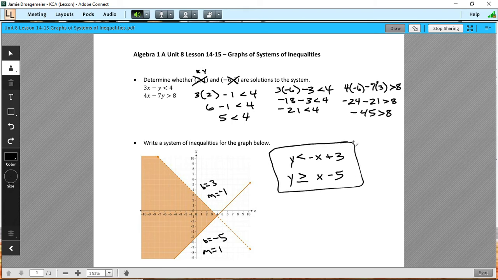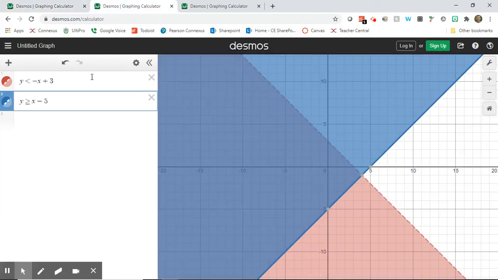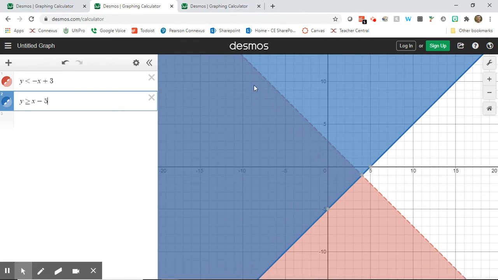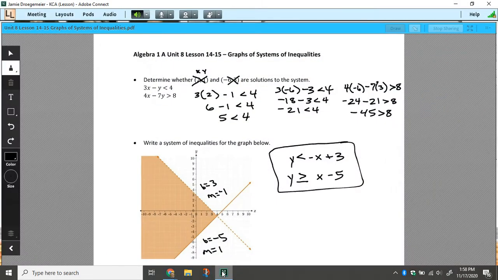Now, I've also graphed this in Desmos just so we can check to make sure that we've got it right. So let me pull that up. y is less than negative x plus 3. That's the red shading. y is greater than or equal to x minus 5. That's our blue shading. And so the purple area here, like we saw, that's what they shaded on their graph. That's the solution that works for the entire system, for both inequalities.